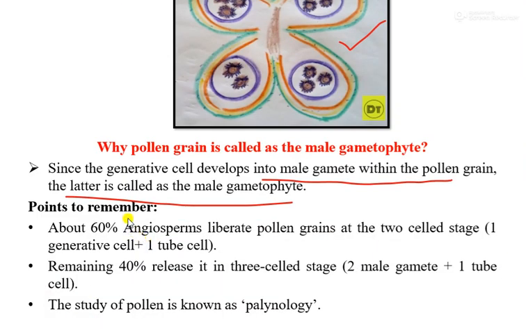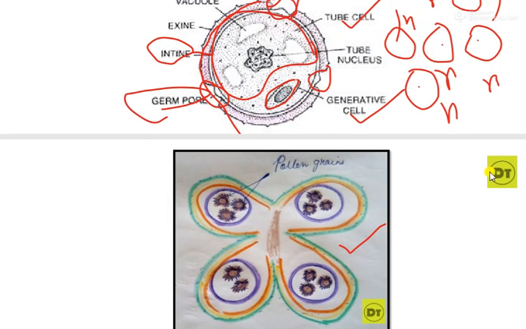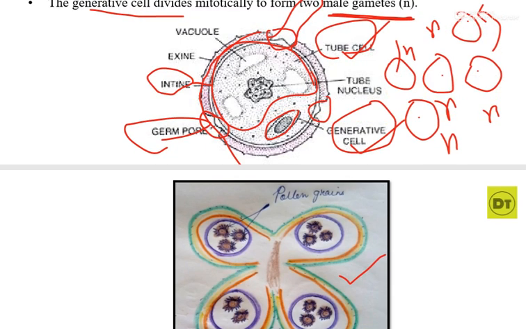There are certain points that you should remember. About 60% angiosperms will liberate pollen grains at the two cell stage. What is a two cell stage? The two cell stage is one tube cell and one generative cell. It means that at this stage only 60% of the angiosperms will form a pollen tube. They will fall upon the stigma, and then the generative cell will divide and form two gametes.